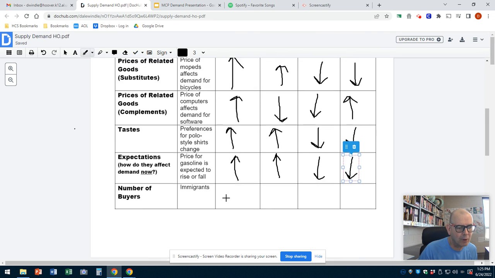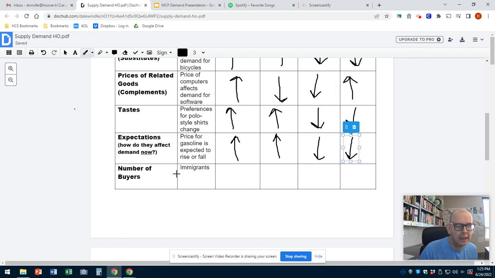All right, the last one's very straightforward. So, number of buyers. In our example, it's immigrants. Let's say we have a bunch of immigrants move into Alabama from Ukraine, and they eat a lot of potatoes. How's that going to affect the demand for potatoes? Well, you've got more buyers, so you've got more demand. You're going to have an increase in demand for potatoes. Conversely, let's say Ukraine kicks Russia out and our Ukrainian immigrants all want to go home, and they all go back from Alabama. What's that going to do to the demand for potatoes, which they love? It's going to go down.